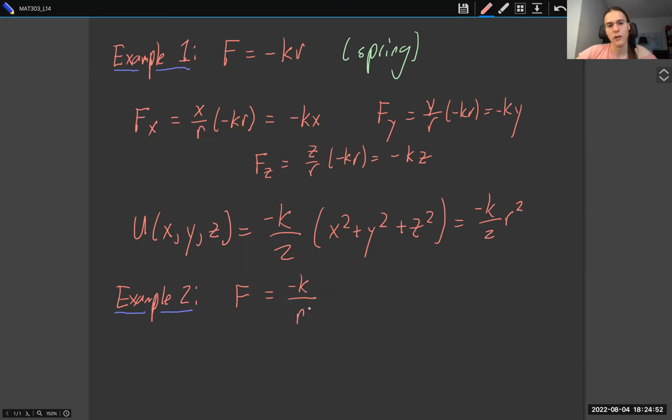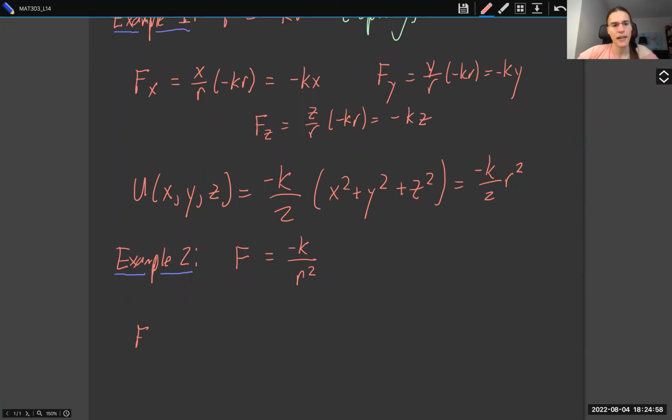And so if we do the same thing, then we're going to have that Fx is x over r times negative k over r squared, which is going to give us negative kx over r cubed.